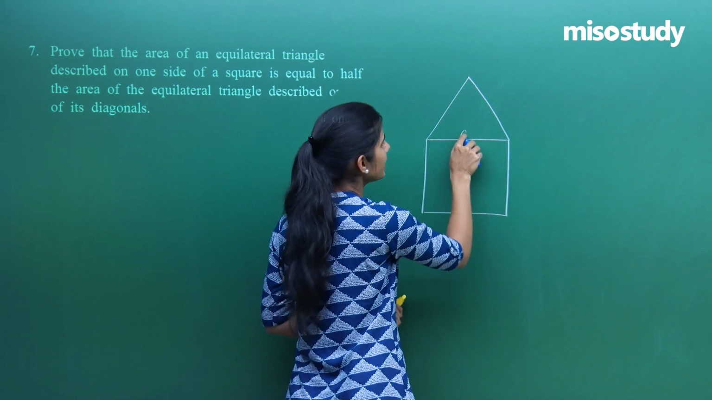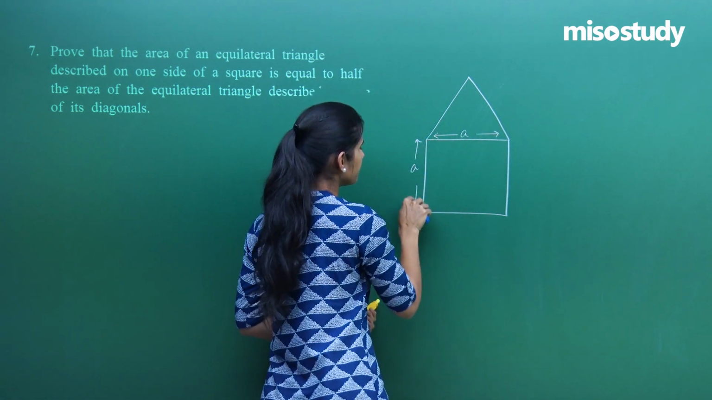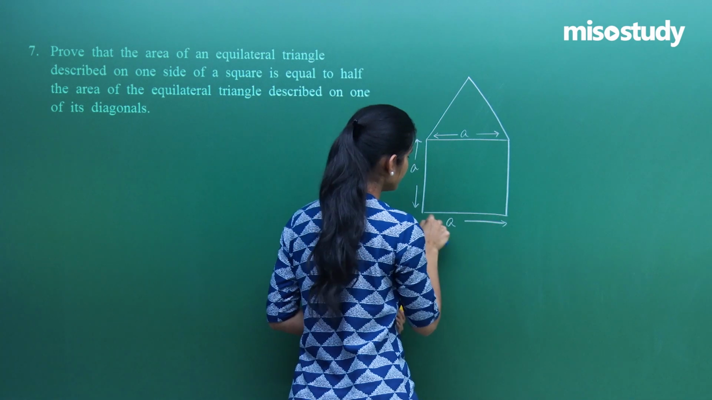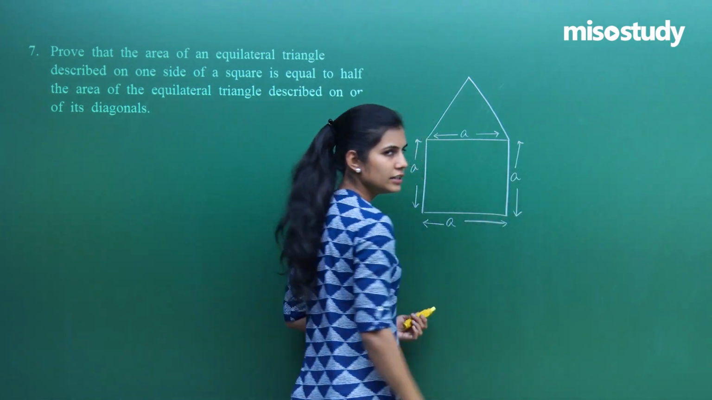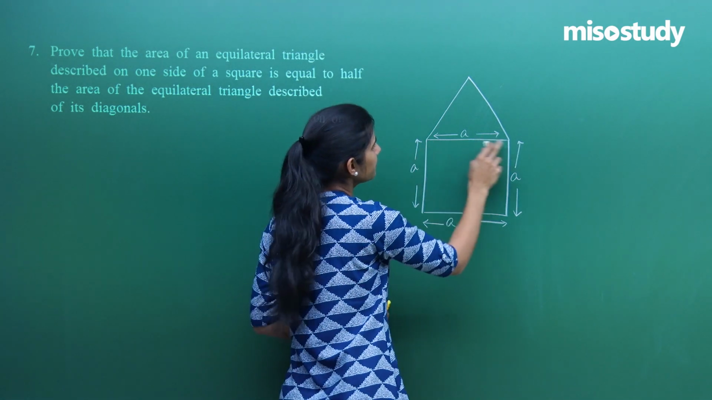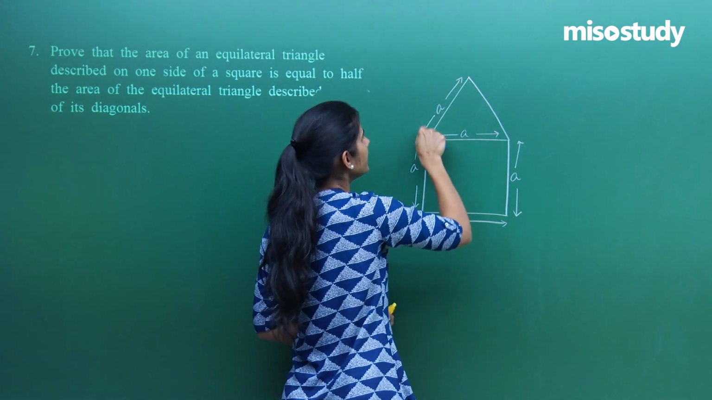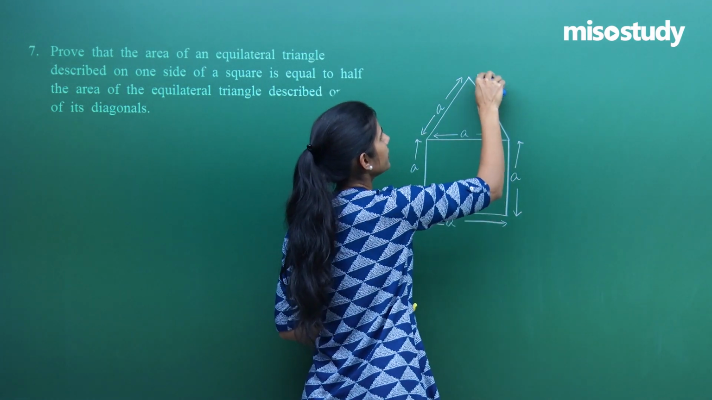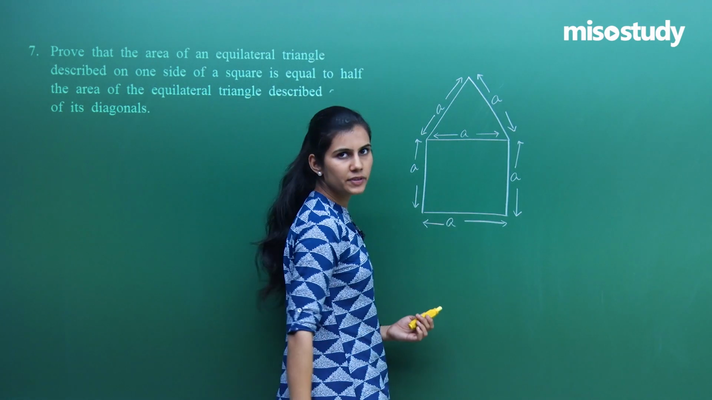This is a square and there is an equilateral triangle described on one side of the square. This is the side of the square. Suppose the square is of side length A. That means each side is of length A. Fine. If this is of length A and this is an equilateral triangle, automatically this is also of length A and this is also of length A. This is one equilateral triangle described on one side of the square.